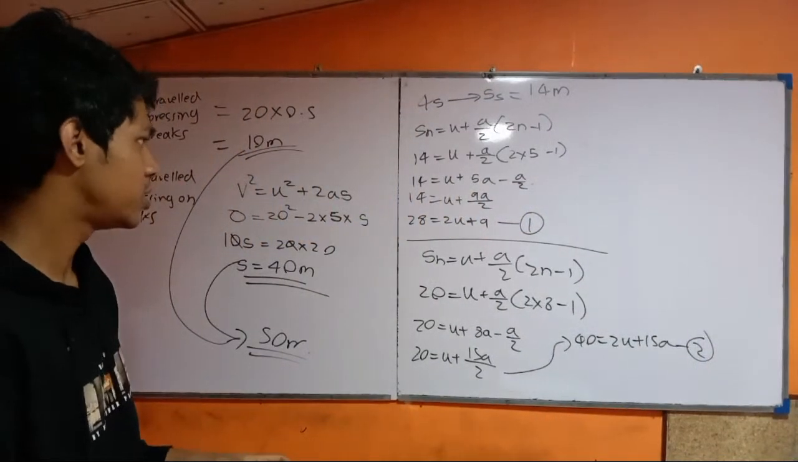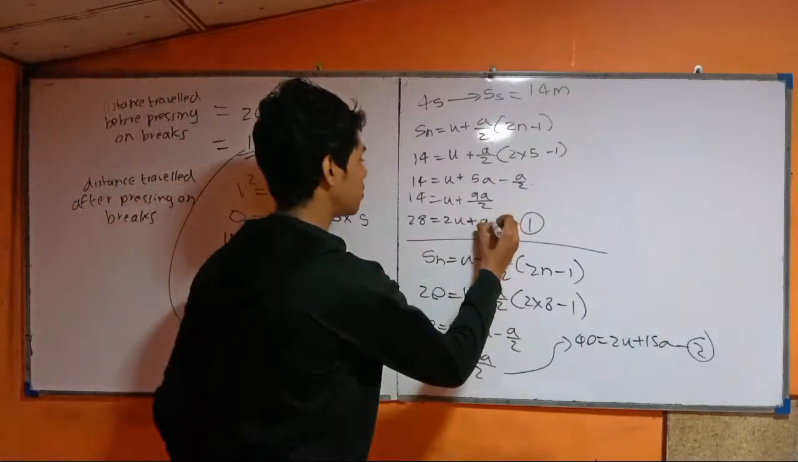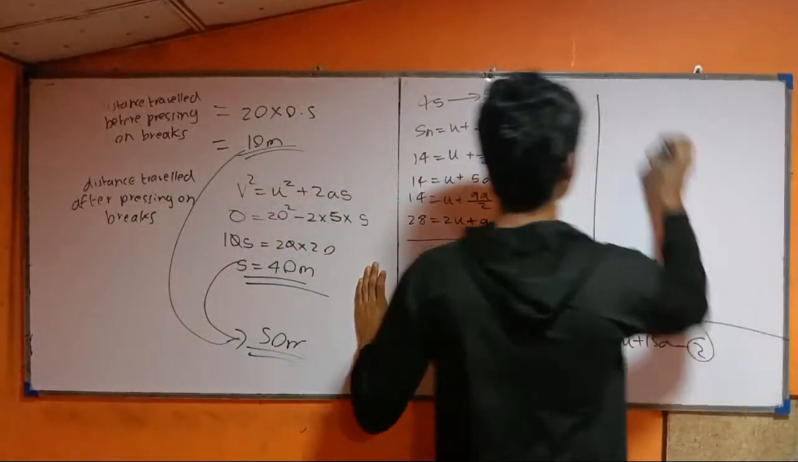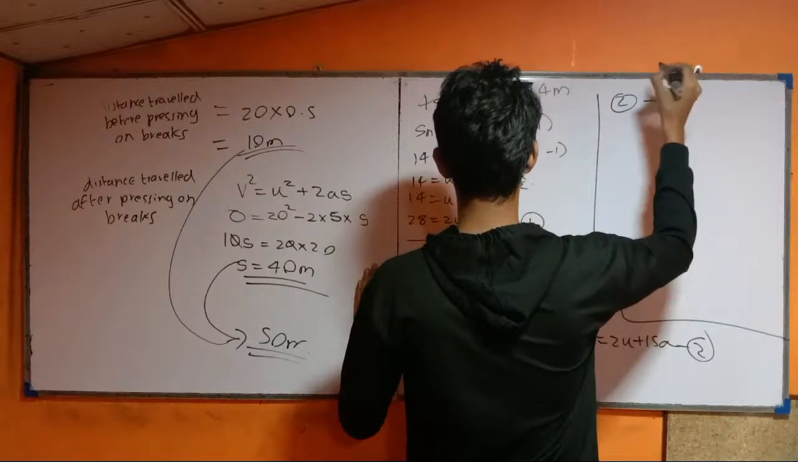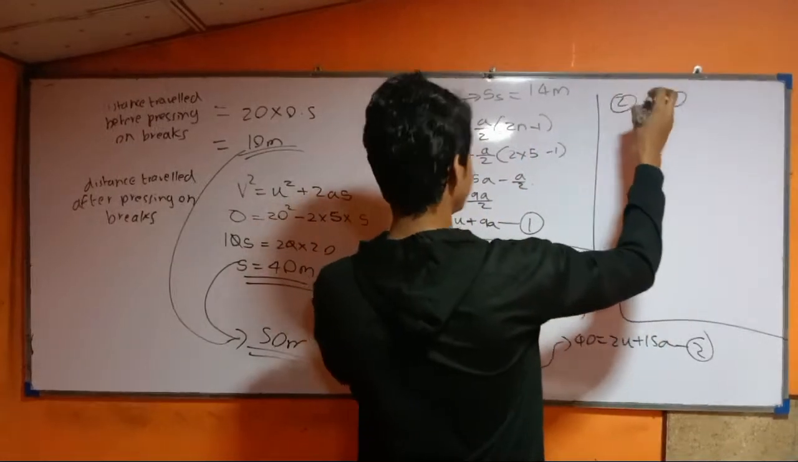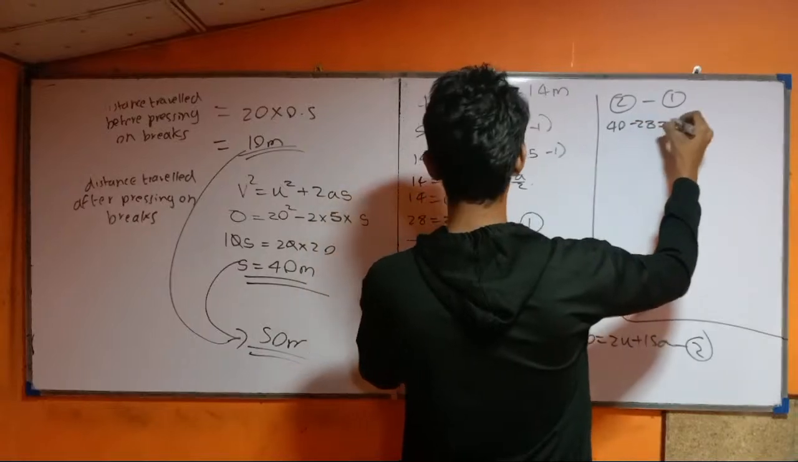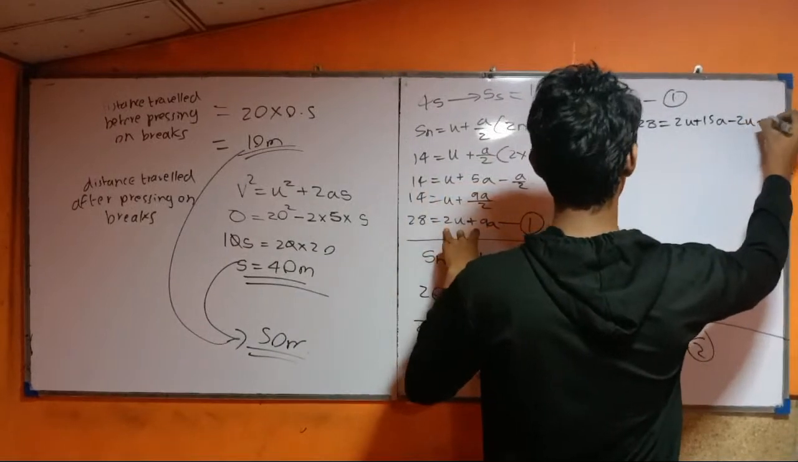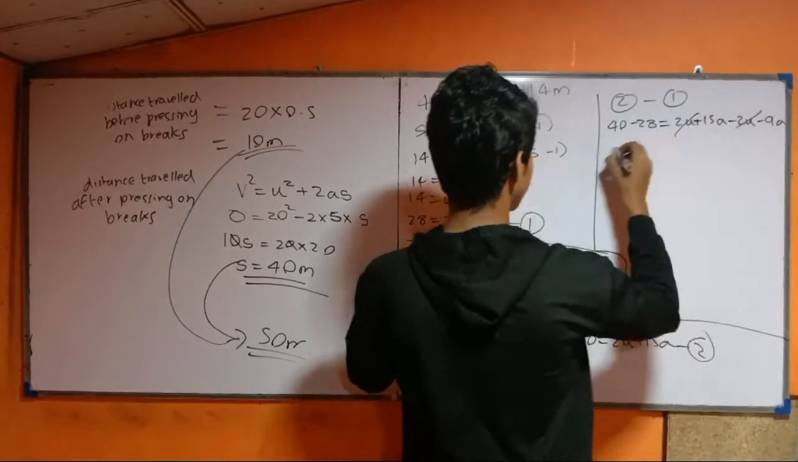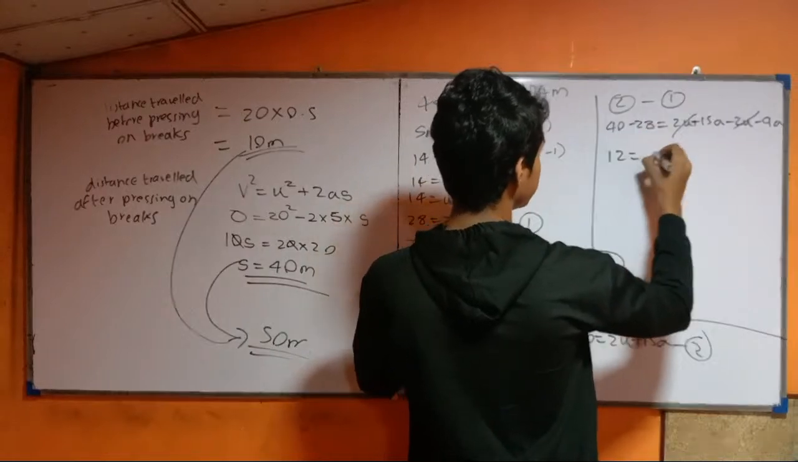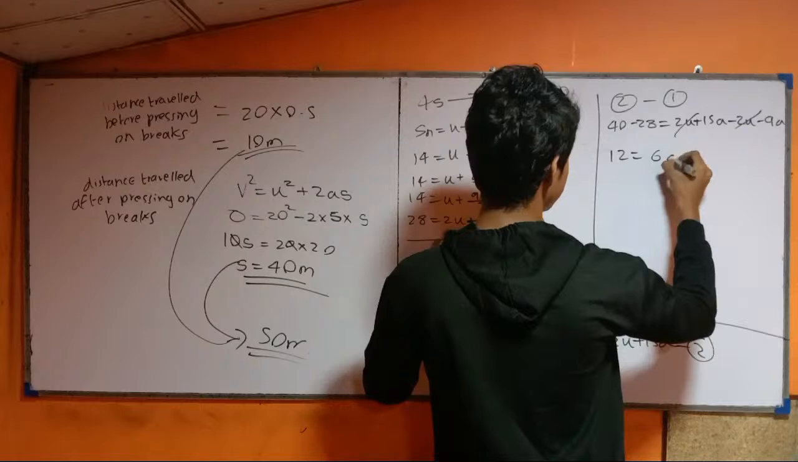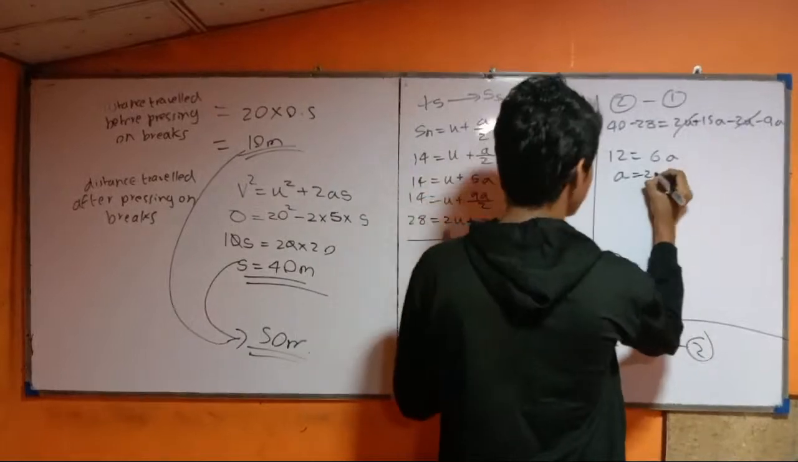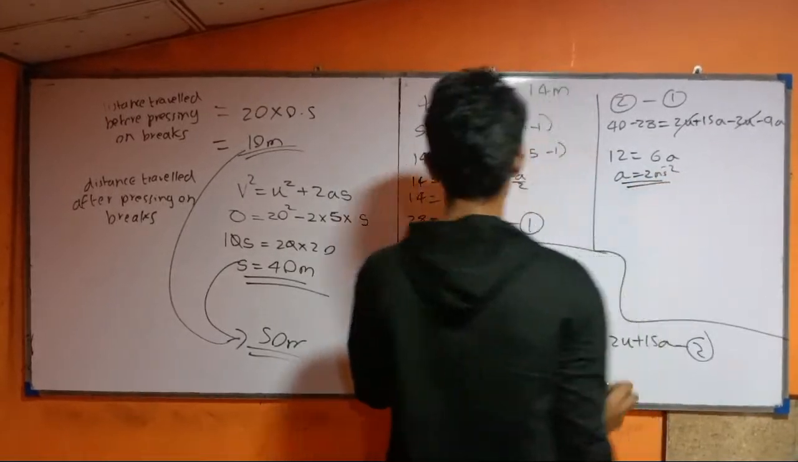Now what you're going to do? You're going to subtract 1 from 2, to find the initial velocity. 40 minus 28 is equal to 2u plus 15a minus 2u minus 9a. 2u cancels off. Then 12 is going to be equal to 6a. A is going to be how much? 2 meter per square second. A is going to be 2 meter per square second.